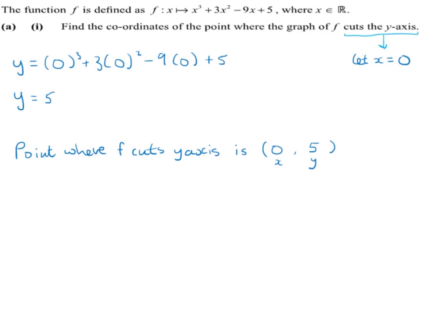So if we substitute 0 in place of each of our x values, we'll end up getting 5. So we get 0 cubed plus 3 times 0 squared minus 9 times 0 plus 5. That'll give us 0 plus 0 plus 0 plus 5. So we end up getting y is equal to 5. So when we sub in x to be 0, we get a y value of 5, and the point where f cuts the y-axis is going to be (0, 5). So an x value of 0, a y value of 5.